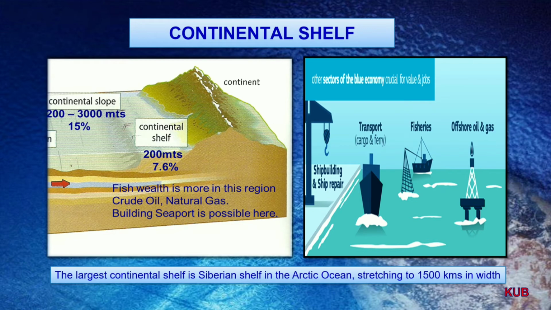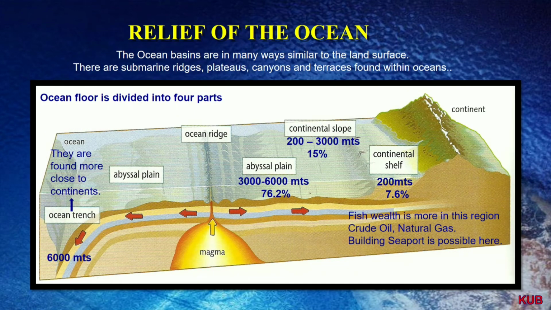Let's discuss continental slope. As we have already learned, the ocean basins are in many ways similar to the land surface. There are submarine ridges, plateaus, plains, canyons, and terraces found within the ocean. Ocean floor is divided into 4 parts: continental shelf, continental slope, deep sea plains or abyssal plains, and oceanic trenches. The depth of the continental slope is 200 to 3,000 meters.